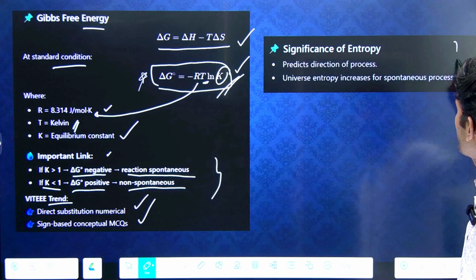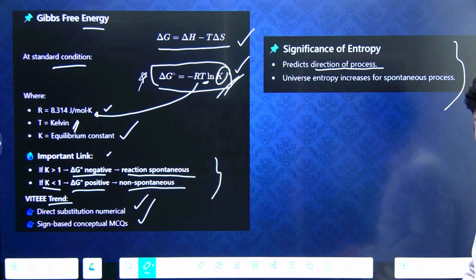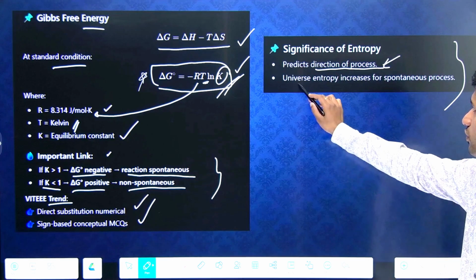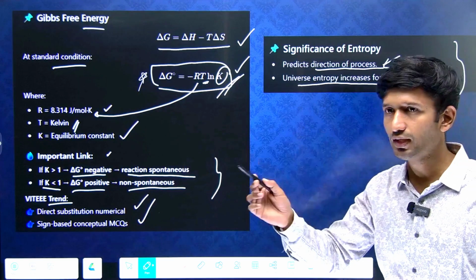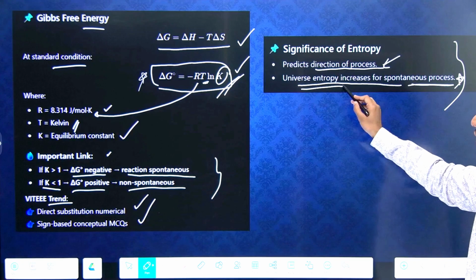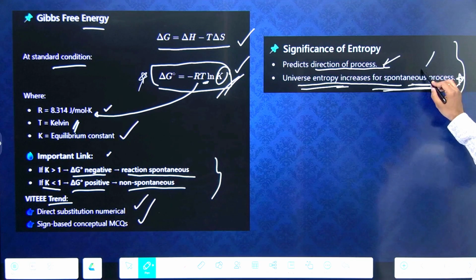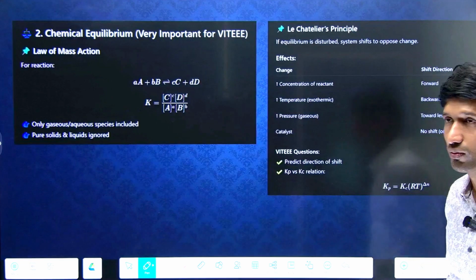What is the significance of entropy? It predicts the direction of the process, where it is moving, right? So it actually tells us about the direction of the process. Universe entropy increases for a spontaneous process. Remember that very important point. Universe entropy, how does it increase? It increases only for your spontaneous processes. So we have understood the significance of entropy as well.